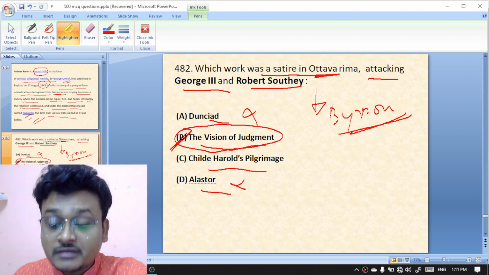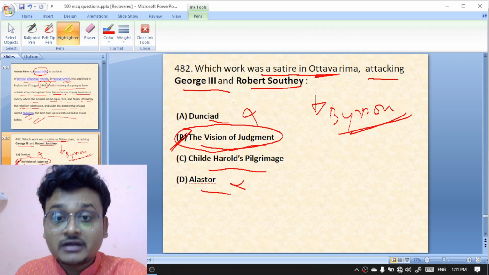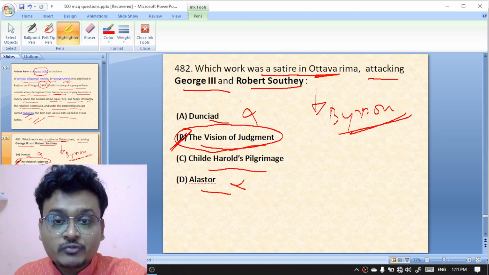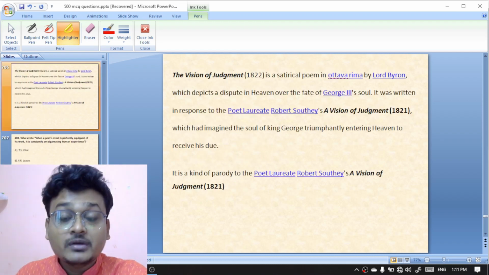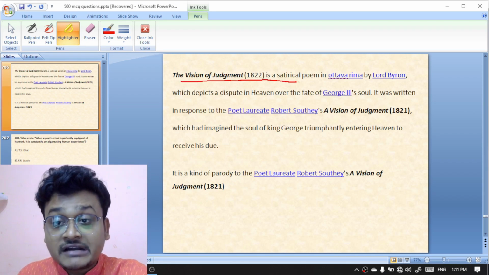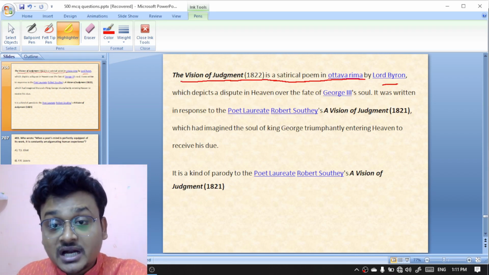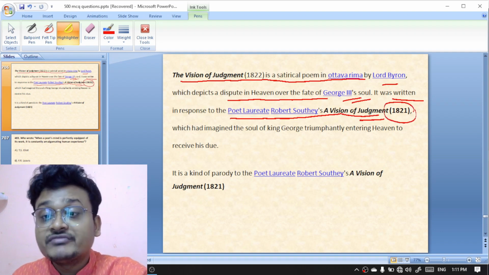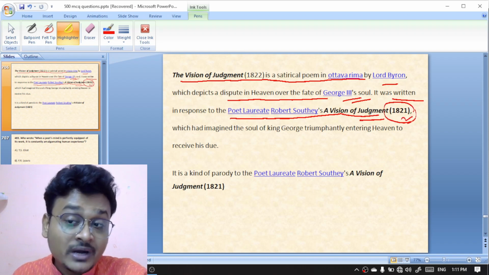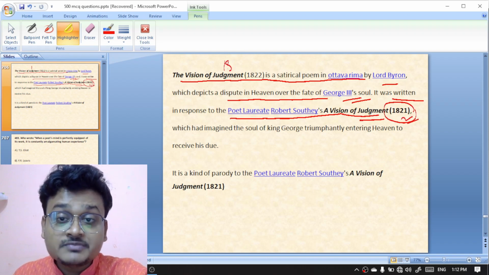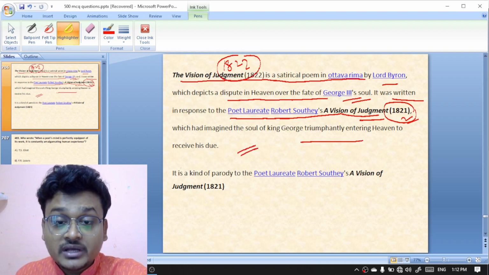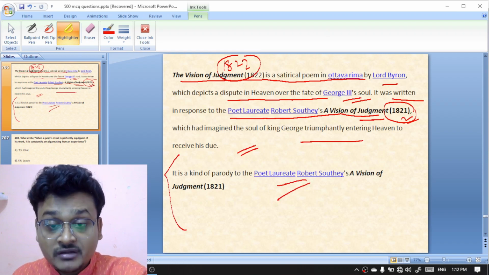The Vision of Judgment is a kind of parody on Robert Southey's Vision of Judgment, where Southey was glorifying George III, and for that reason Byron had written this poem, attacking both of them. The Vision of Judgment is a satirical poem in Ottava Rima by Lord Byron, which depicts a dispute in heaven over the fate of George III's soul. It was written in response to poet laureate Robert Southey's A Vision of Judgment, published in the year 1821. The next year, 1822, Byron's A Vision of Judgment was published, which imagined the soul of the King triumphantly entering heaven to receive his due, and it is a parody of Southey's poem.